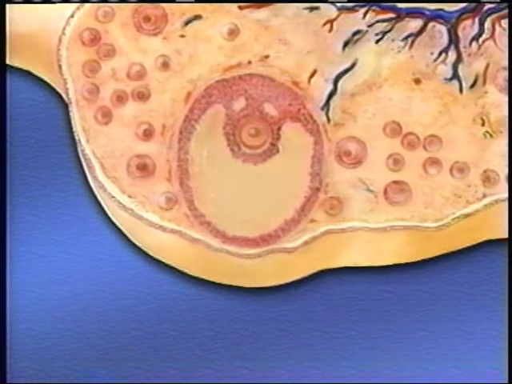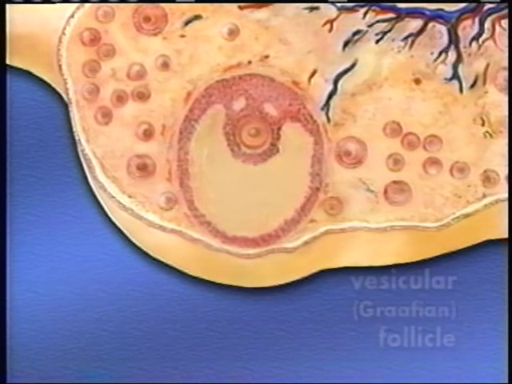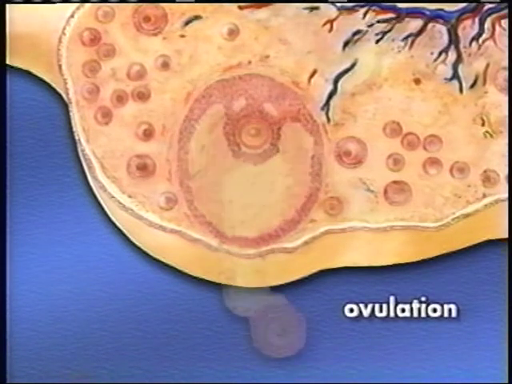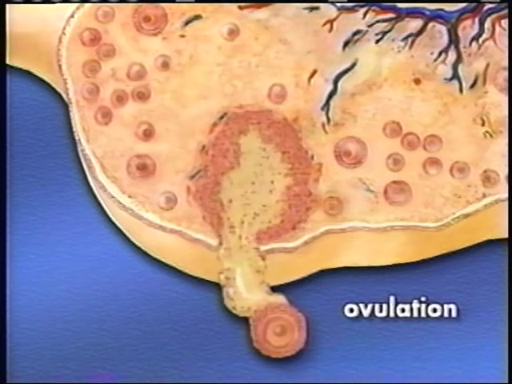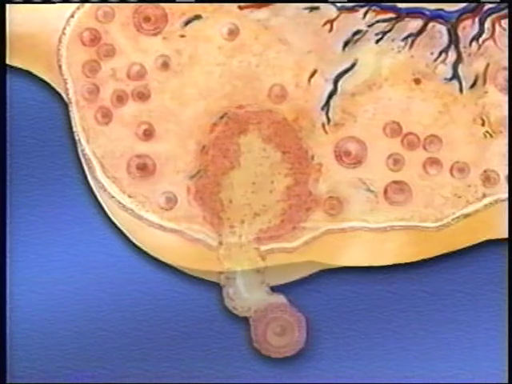At this point, the structure is called a vesicular or Graafian follicle. Notice how the vesicular follicle bulges from the side of the ovary. Ovulation occurs when the vesicular follicle ruptures, expelling the secondary oocyte from the surface of the ovary. Although the ovary contains several follicles at various stages of development, through some unknown mechanism, only one mature follicle responds to a surge in luteinizing hormone to release its egg during ovulation.